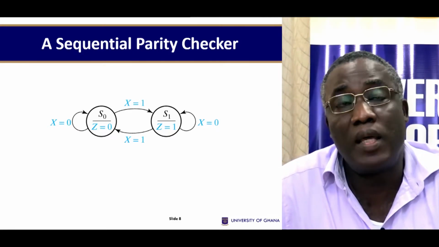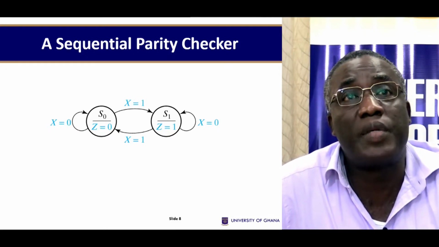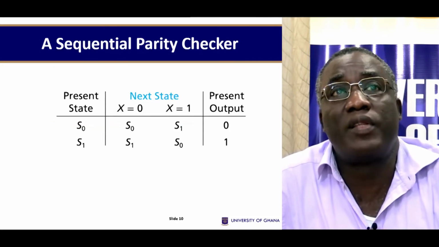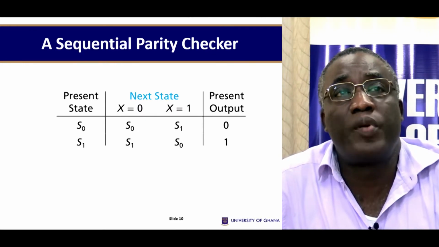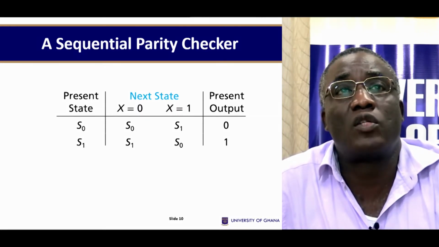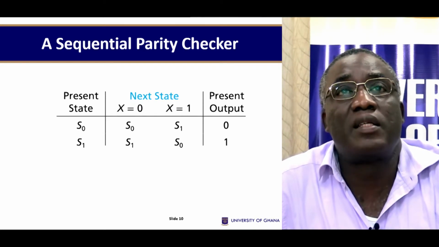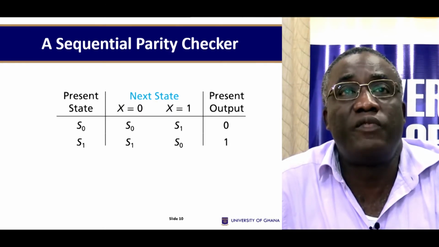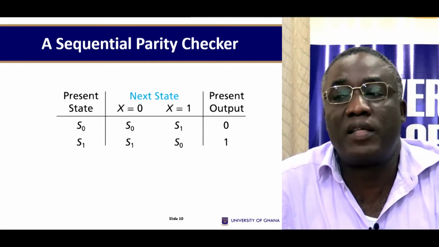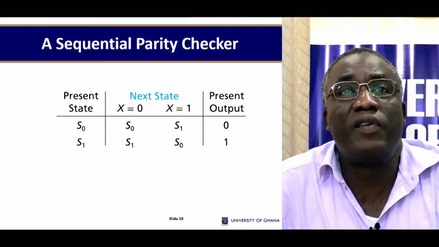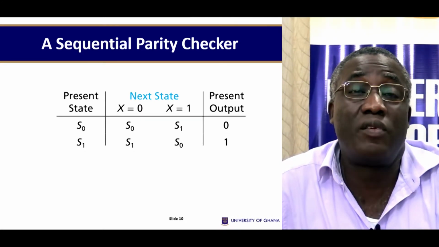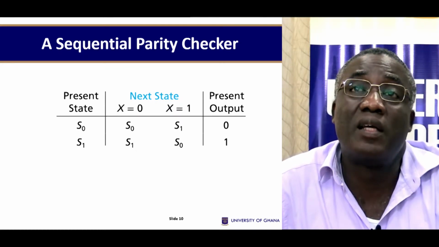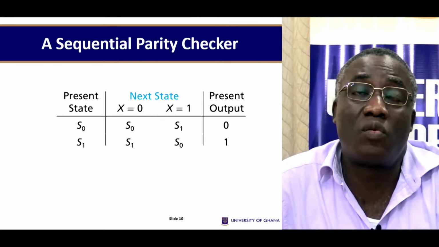So this is how this thing would look basically. We can then draw a state table for this. So your present state, S0 or S1, then your next state, if you receive X equal to 0 or X equal to 1. If you receive X equal to 0, that is from the state graph, then you remain in that state. But if X equal to 1, you move to the next state, and the output then becomes 0.